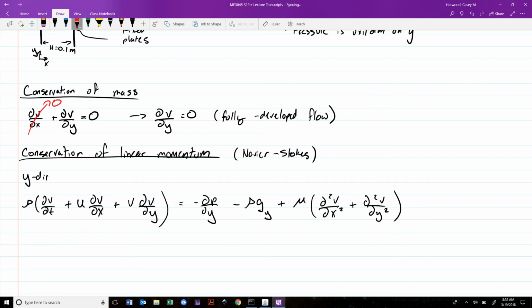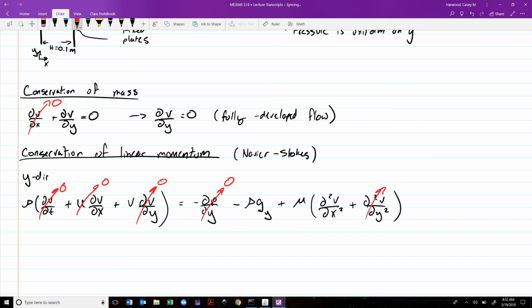Once again, in this case, we would go through and cancel out. We'd say u is equal to 0, so that term is 0. We know that v does not vary as a function of y, so that goes to 0. We have our steady state. We've said that the pressure is uniform in the y direction, which means this derivative goes to 0.